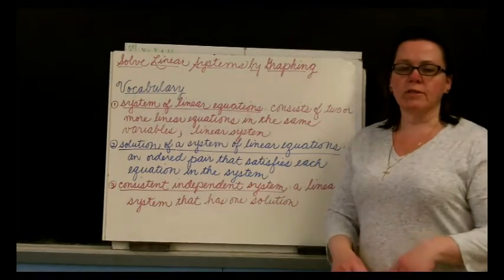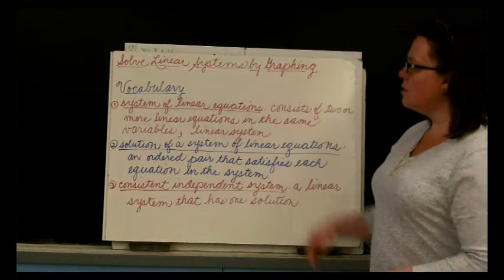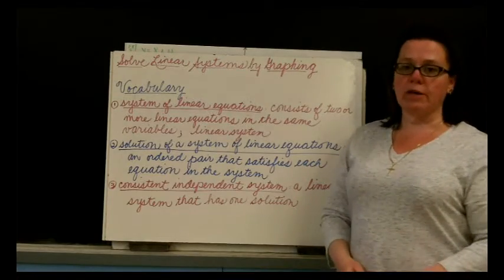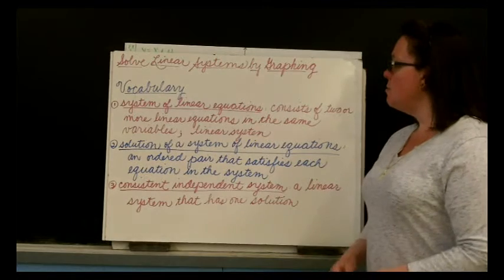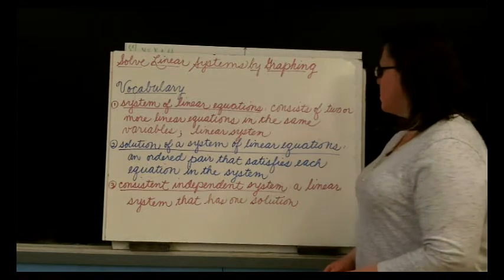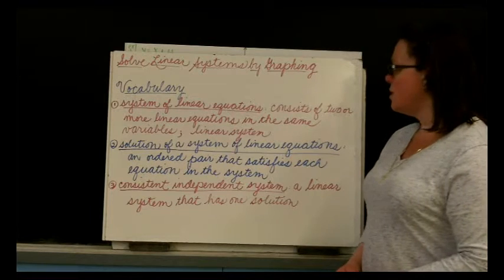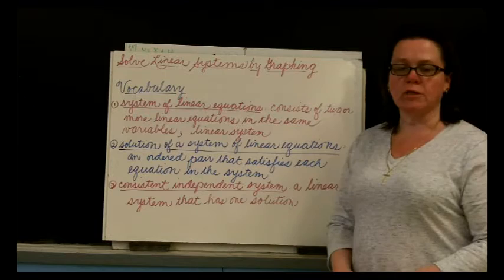First of 3 lessons involving graphing linear systems. This lesson is called Solving Linear Systems by Graphing. Let's go over our 3 vocabulary terms. First, we have system of linear equations. A system of linear equations consists of 2 or more linear equations in the same variables. It's also referred to as a linear system.